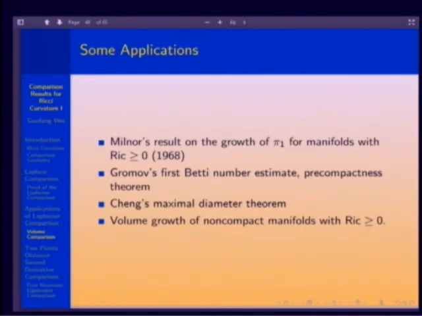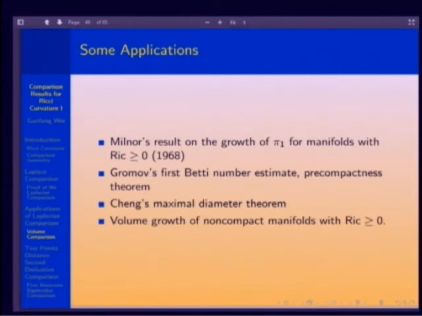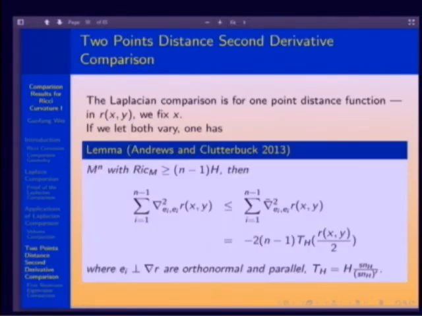This part, I think, we can call modern, or maybe a classic comparison. Now I would like to talk about a very recent comparison, mostly used by Ben Andrews and Clark and Bear. They didn't formulate it this way; I reformulated it to connect with the Laplace comparison we saw before.